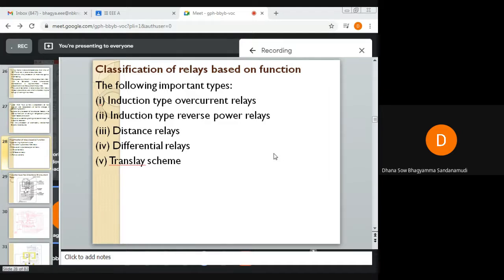Let us discuss classification of relays based on function. The following relays are the important types of relays which are classified based on their function. These relays are induction type overcurrent relay, induction type reverse power relay, distance relays, differential relays, and translay scheme. Okay, all these relays are classified based on their function.